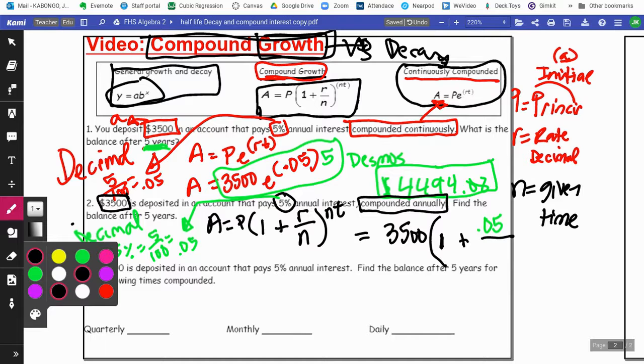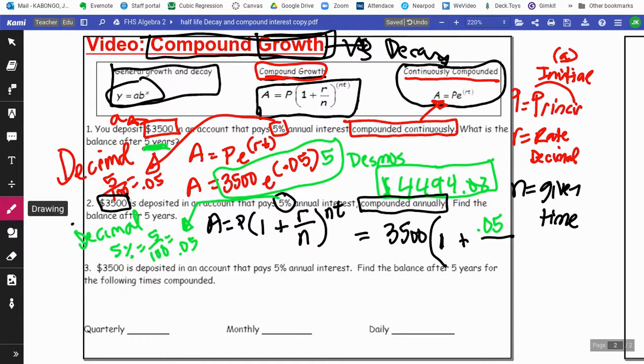So I would explain that once we dig in, number 3 will make more sense. But the given time here says 5 years, so you put your 5 there. It's given as 5, so I didn't really have to use the n here, because it's just 5 years.